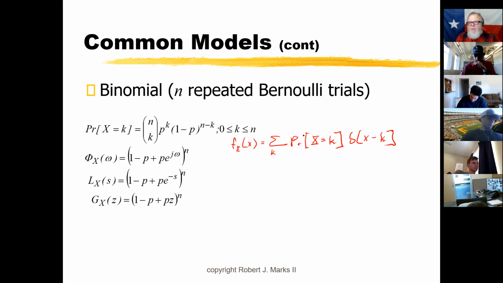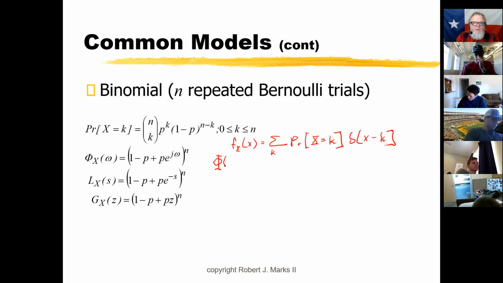This takes all of the probabilities and gives them Dirac delta assignments. And this is our transformation from discrete into continuous. Now, what is the characteristic function here? Well, let's go ahead and write that down.